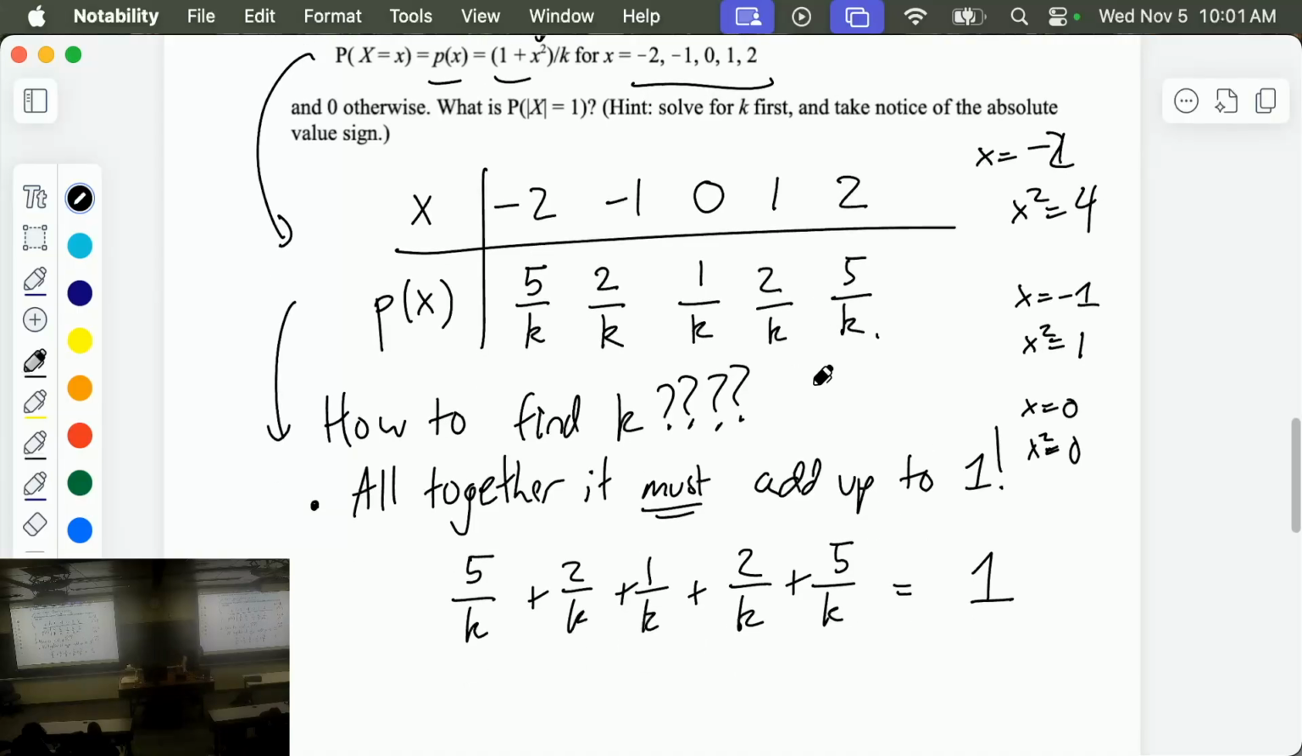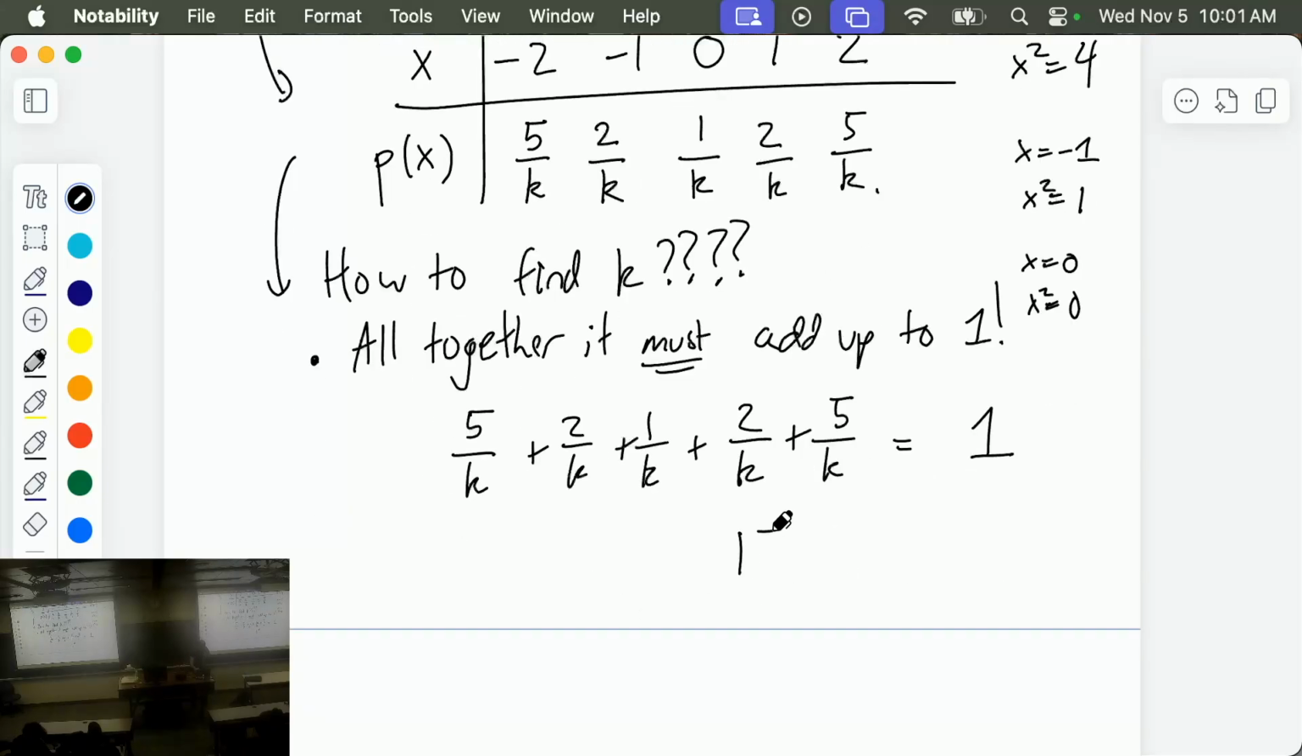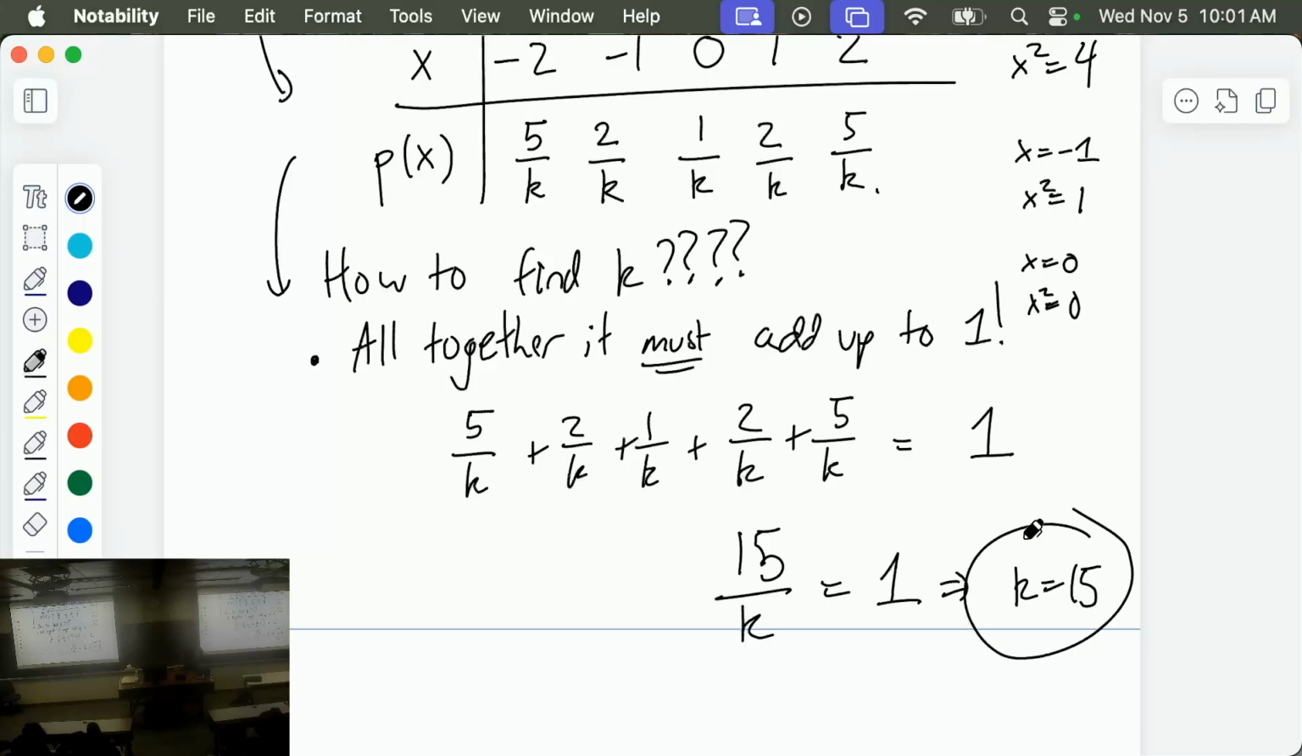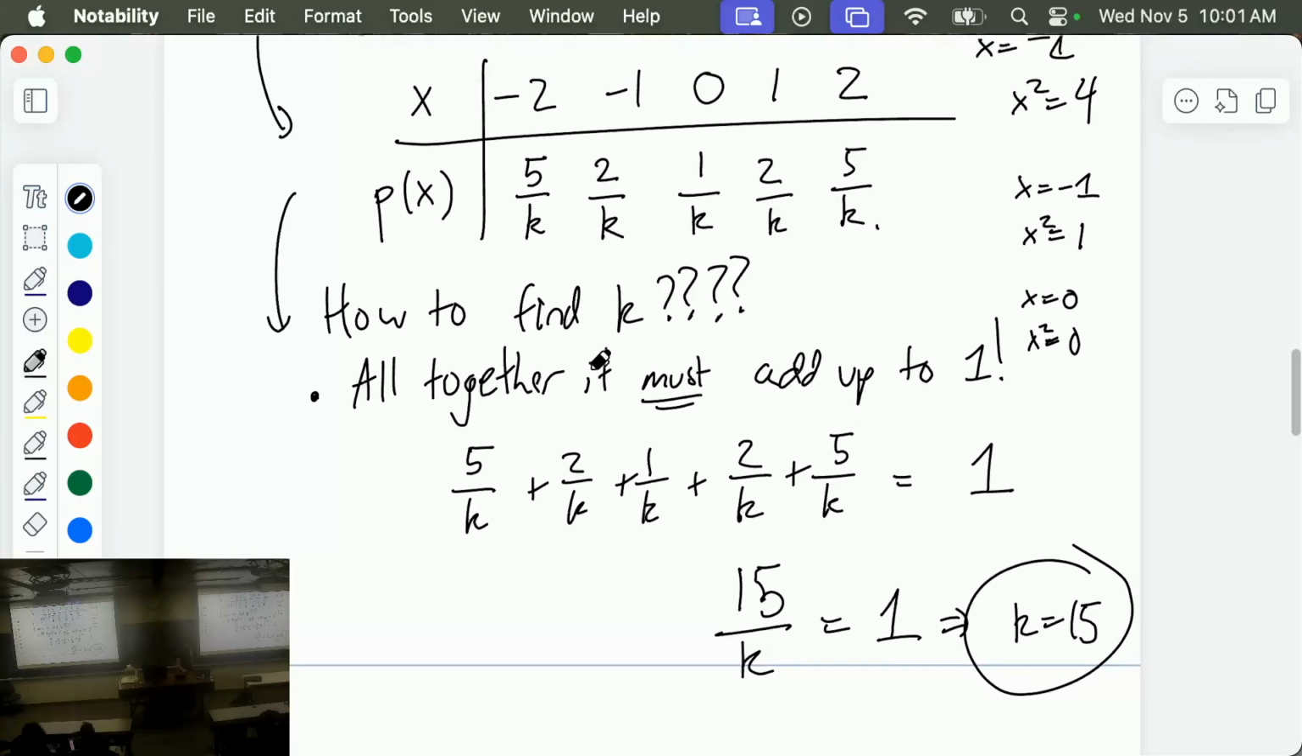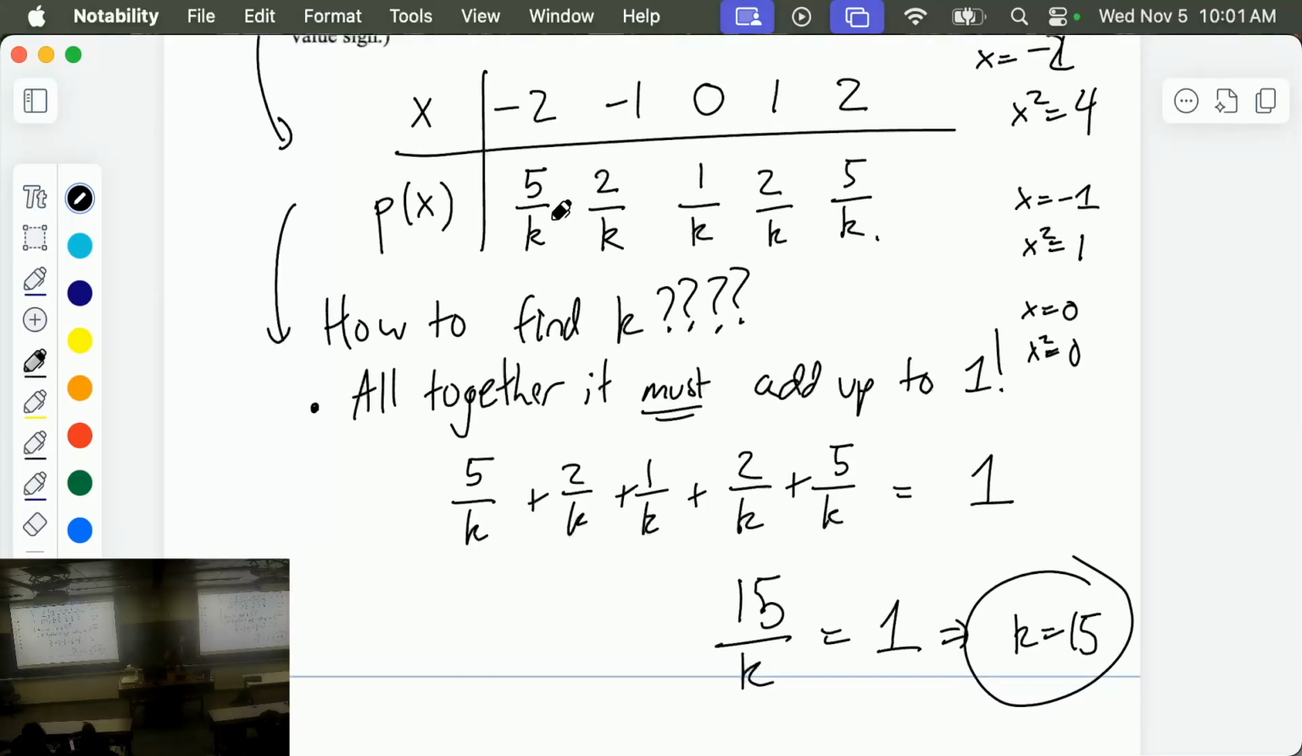Okay, what is this sum? You really got to do it. 5 plus 5 is 10. 2 plus 2 is 4. 1 is another 1. So I think I got 15. 15 over k equals 1. And if 15 over k equals 1, then k equals 15. Nice conclusion. So if k equals 15, now I know all the probabilities. Before they were given in terms of this unknown k, but now I know k equals 15, so I can write them all down explicitly.